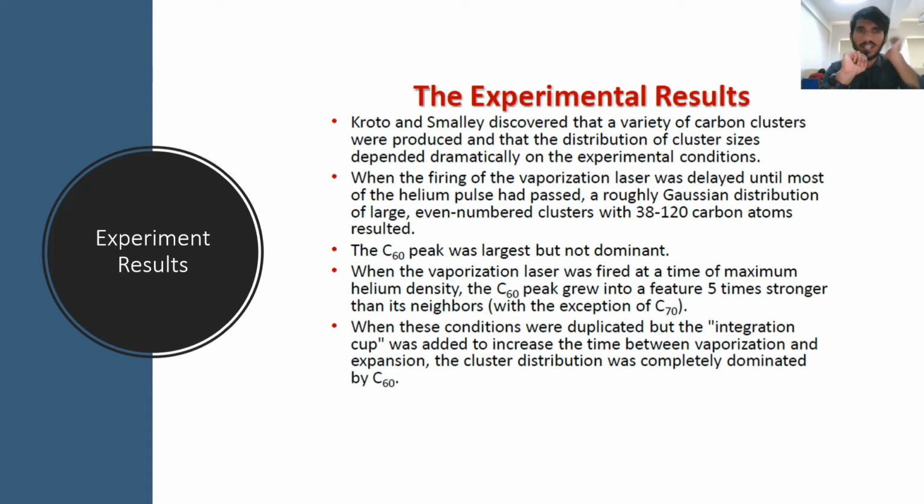Now the experimental results. Kroto and Smalley discovered that a variety of carbon clusters were produced. Using this method, they found a distribution of cluster sizes. There were C60, and also C70, and different numbers. When the firing of the vaporization laser was delayed until most of the helium pulse had passed, a roughly Gaussian distribution of even-numbered clusters with 38 to 120 carbon atoms resulted.